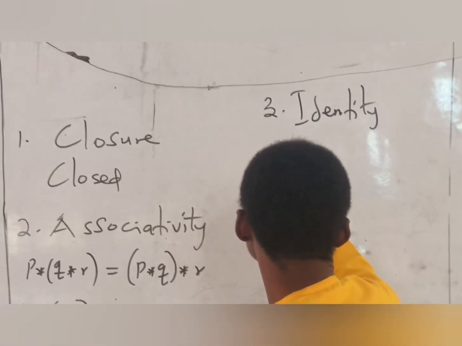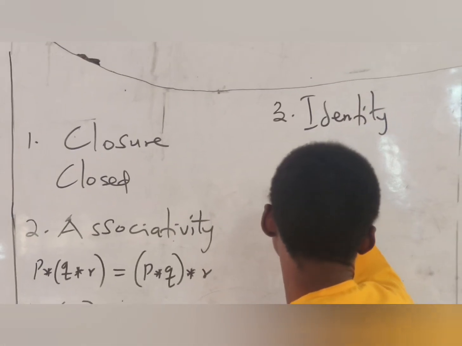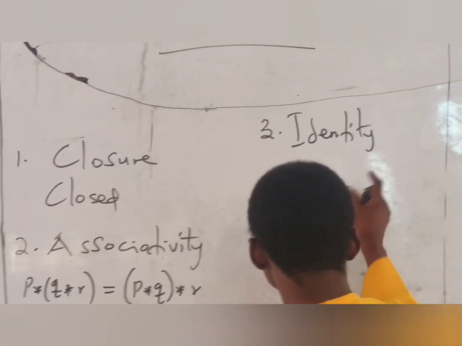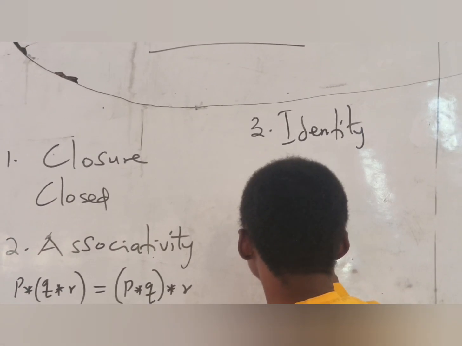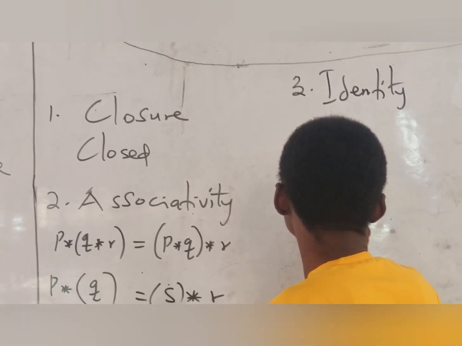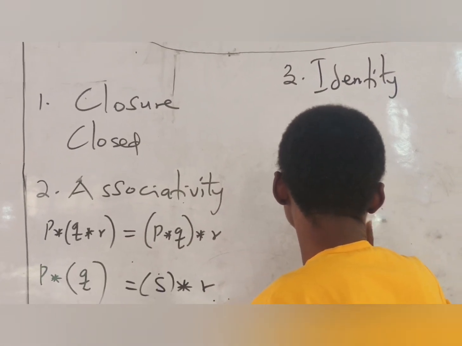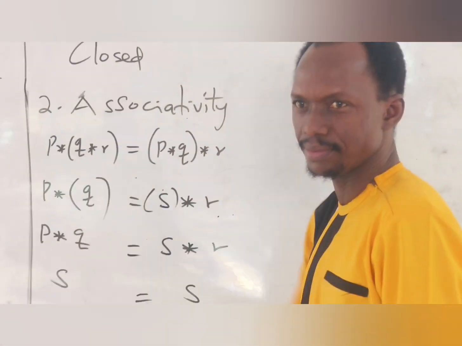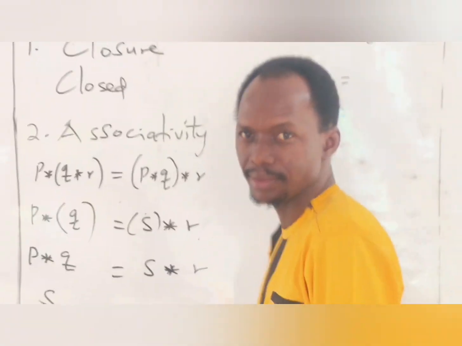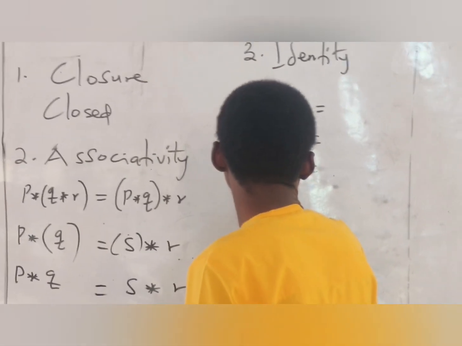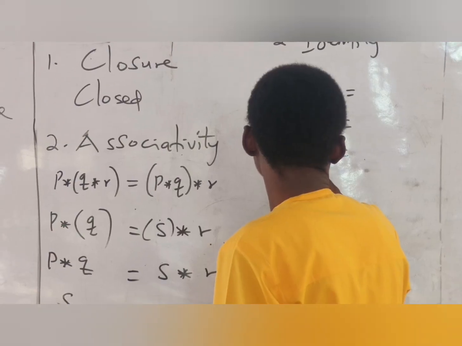So P operation E must give us P, Q operation E must give us Q, R operation E must give us R. Is that what they do for the identity element? Yes. We want to find the identity element for the operation under the set. So we have to check whether this S operation E works.